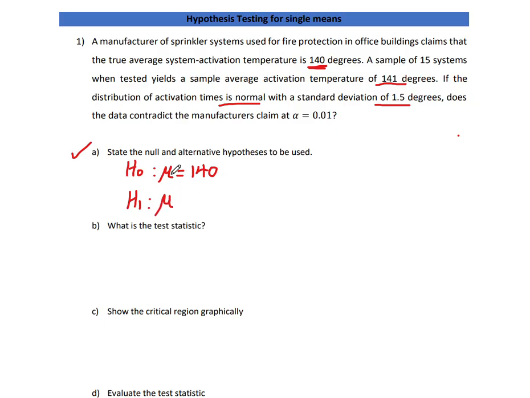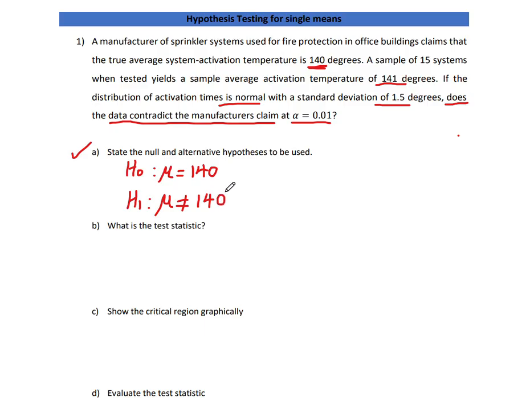while the alternate hypothesis, which represents a challenge to the null hypothesis, would be determined based on this final statement here that we're asked to explore. It says, does the data contradict the manufacturer's claim at alpha equals 1%? Since we're asked whether the data contradicts the claim that is made, that the average activation temperature is 140, then we will use a two-tailed test here, which is that mu is not equal to 140.